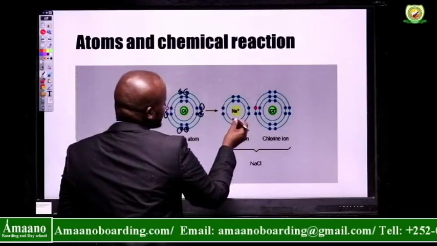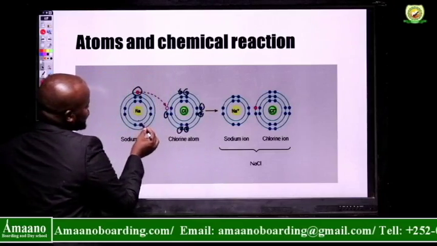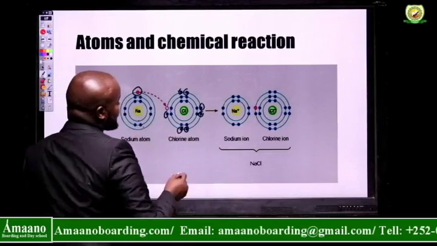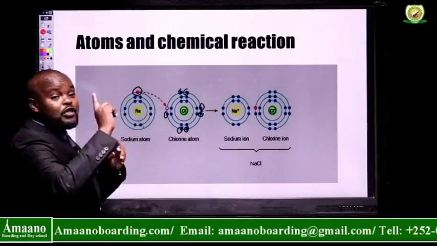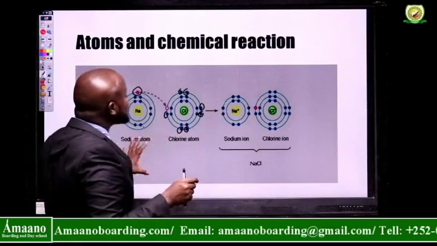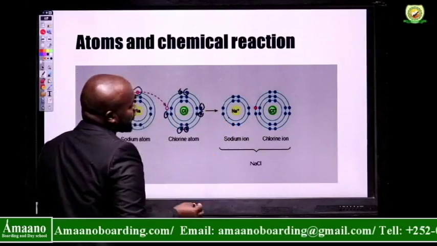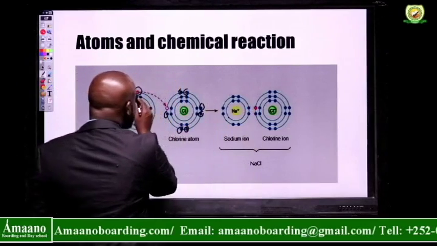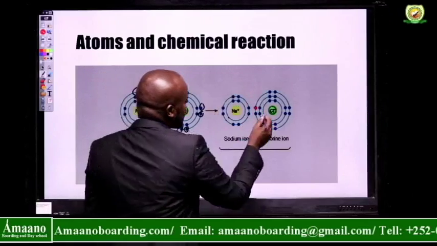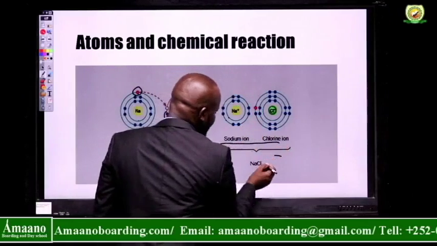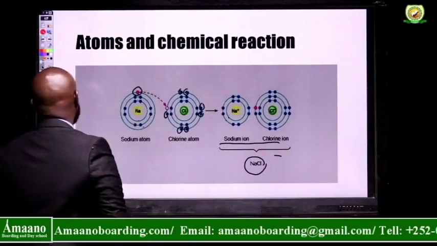So sodium has now how many shells? 1, 2, 3. 3 shells. But when it loses one electron in its outer shell, there is only one electron. When it loses that electron, this shell is removed, and now it has only 2 shells, right? Chlorine gains the electron. You see the red color? It's up here. Now it's gained. Now this is sodium chloride.